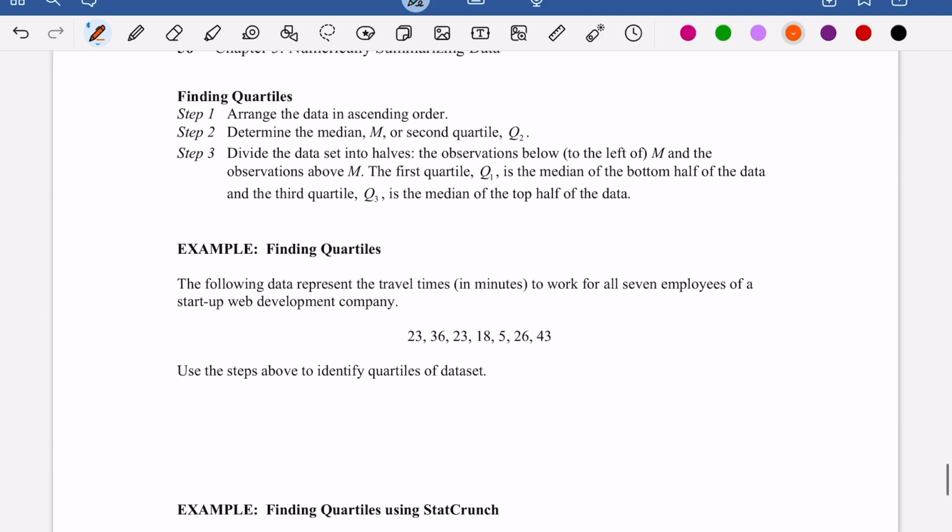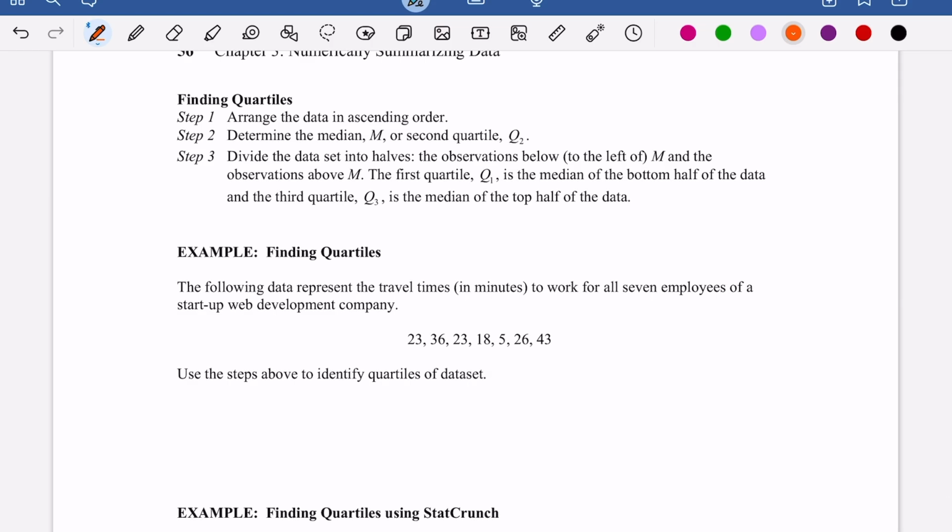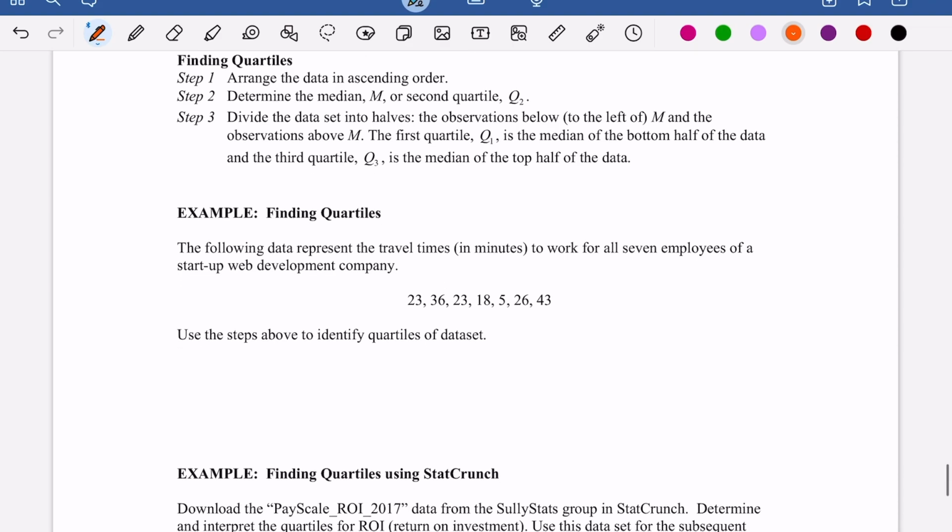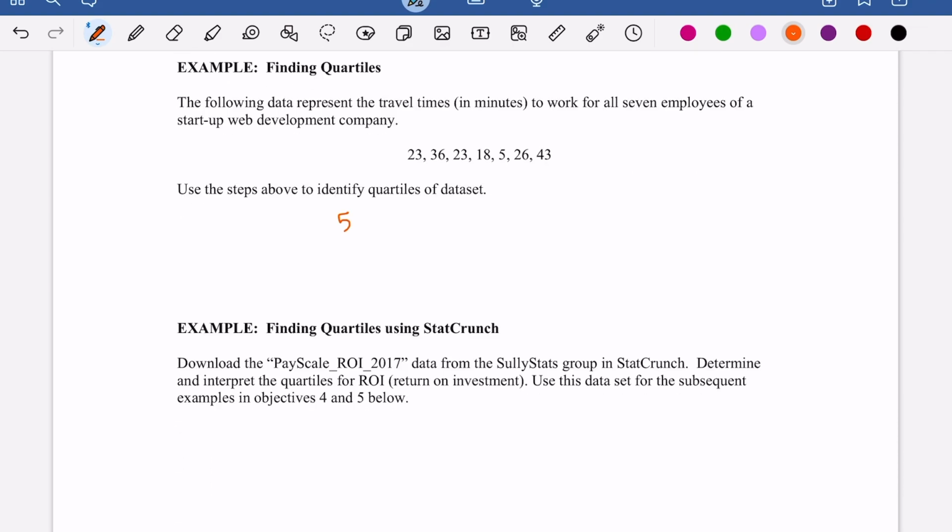So it says finding quartiles, and we've done this. Arrange the data in ascending order. Determine the median or second quartile. Divide the data set into halves: the observations below, to the left of the median, and the observations above the median. The first quartile is the median of the bottom half of the data. The third quartile is the median of the top half of the data. We did this with some data previously.